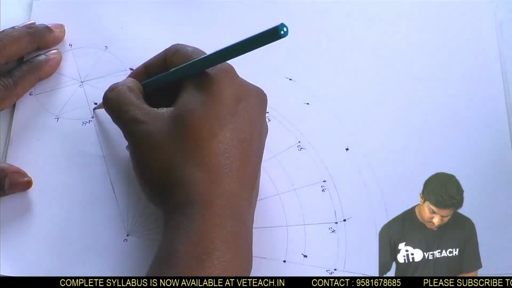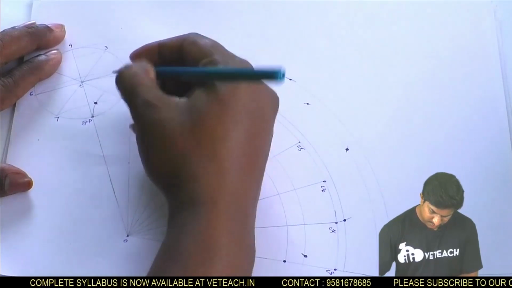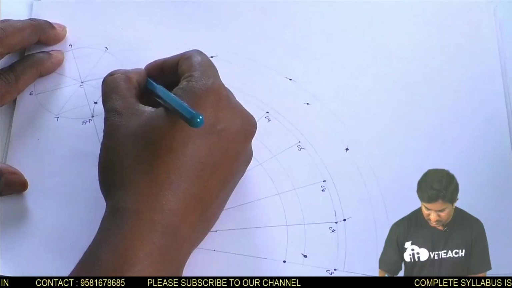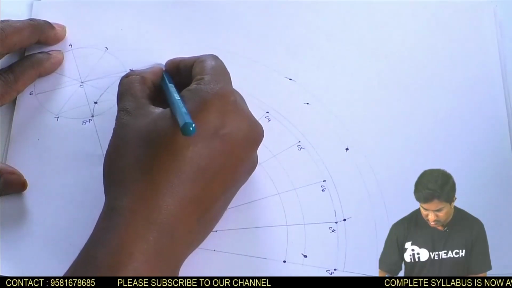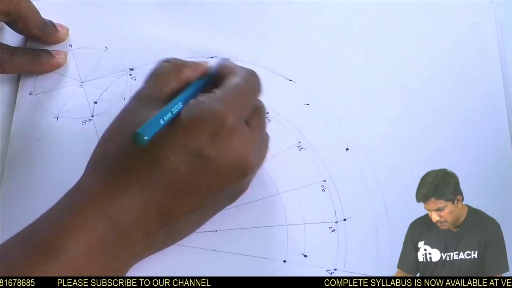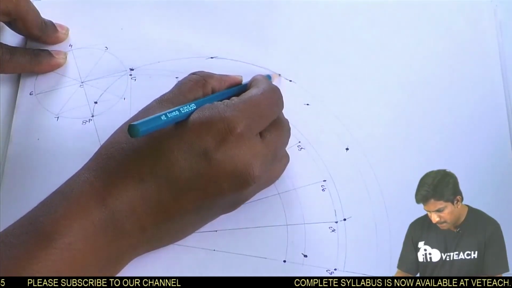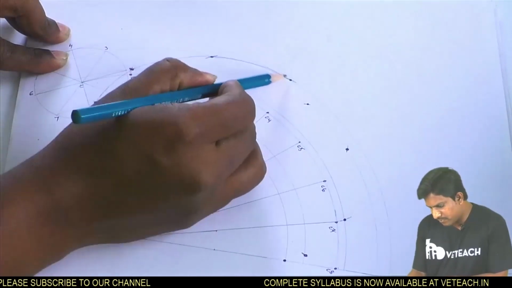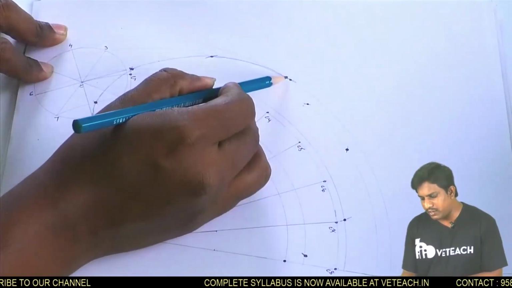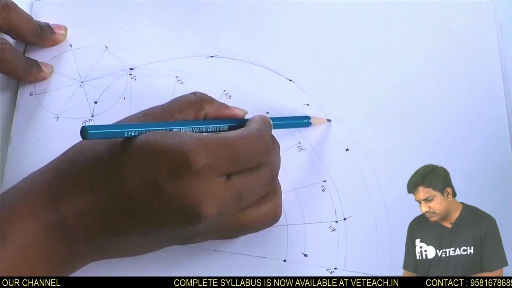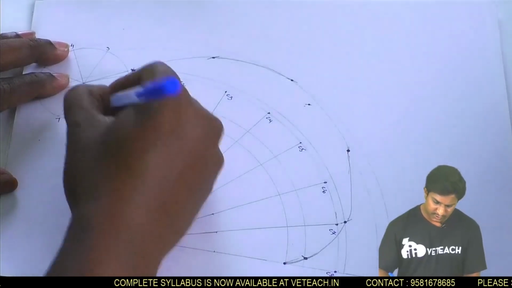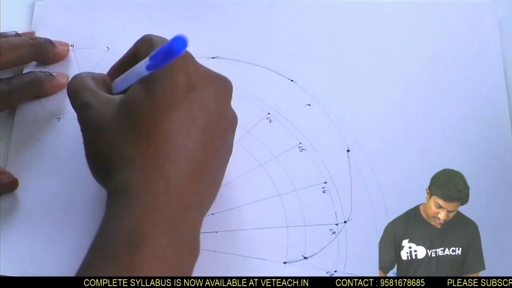Draw a smooth curve with a free hand. Take a 2H or 5H pencil. Draw a smooth curve with a free hand. This is the fifth point. I got point 5 here. See, this is the curve I got after one complete rotation.